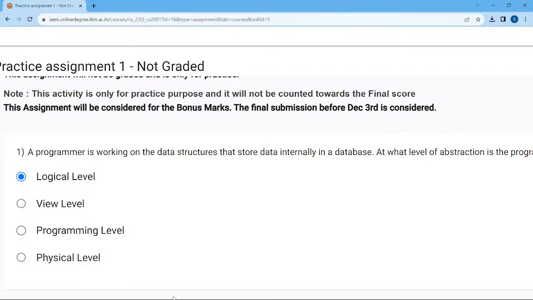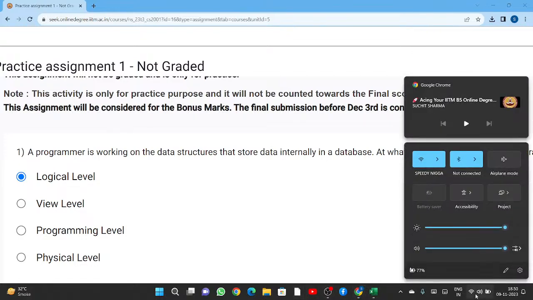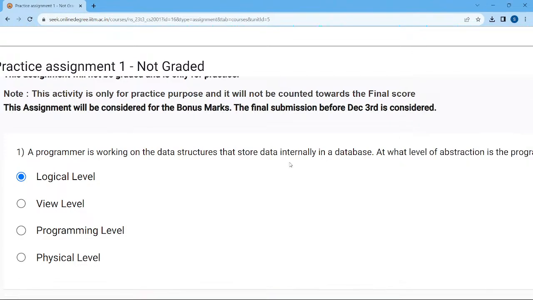Just a minute. That was a good water break.